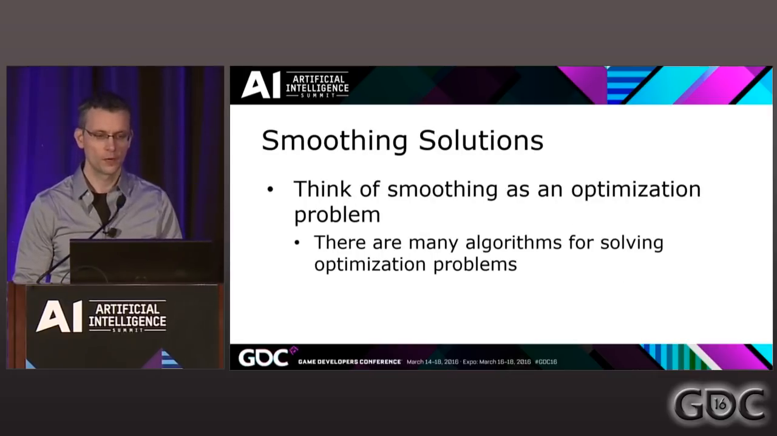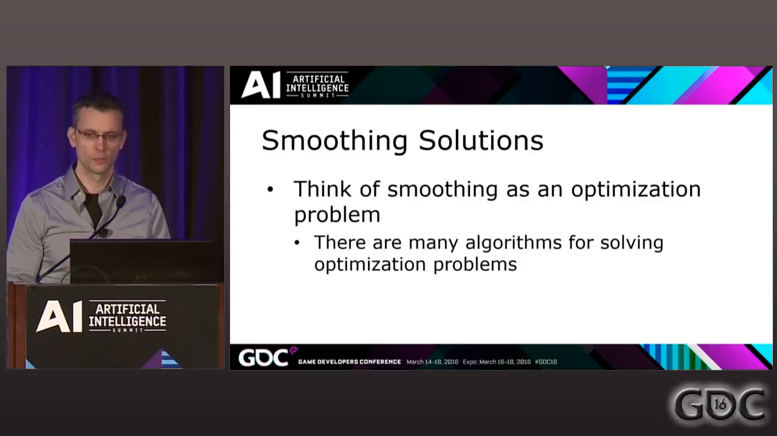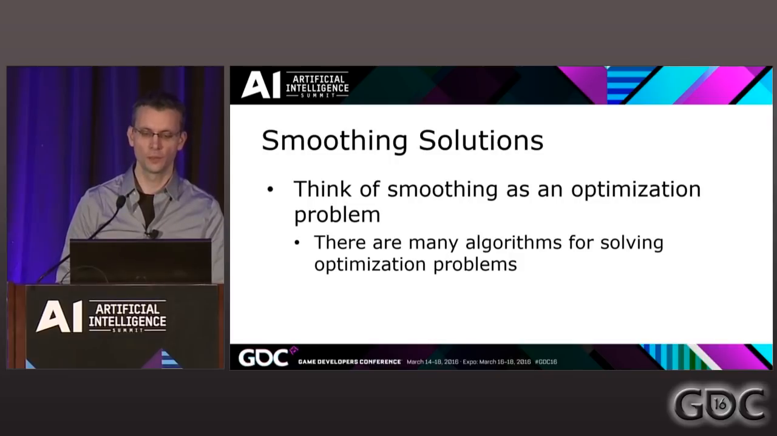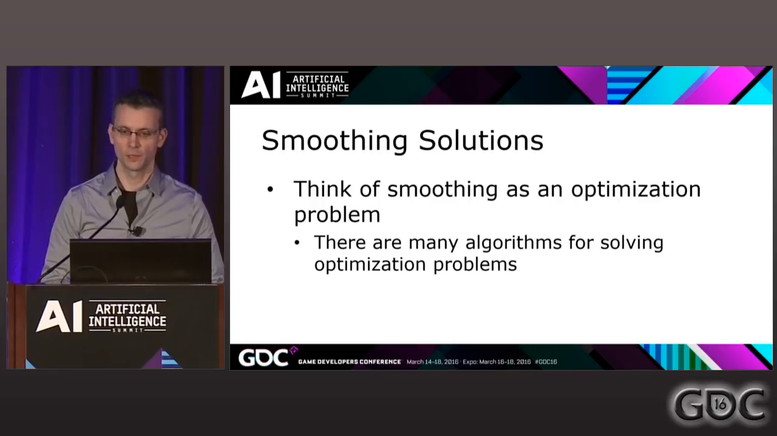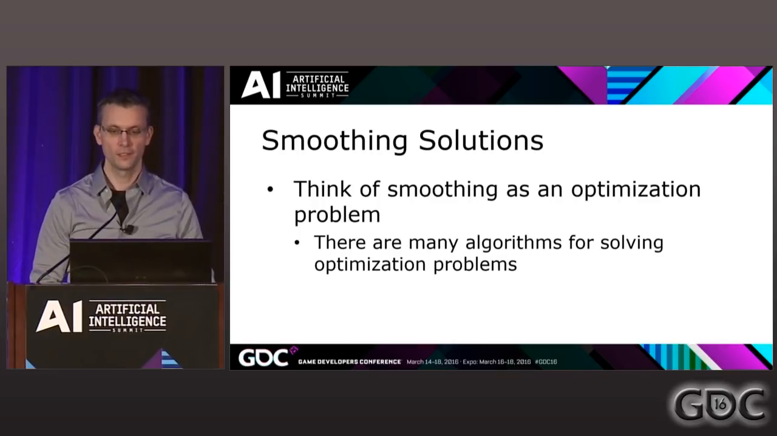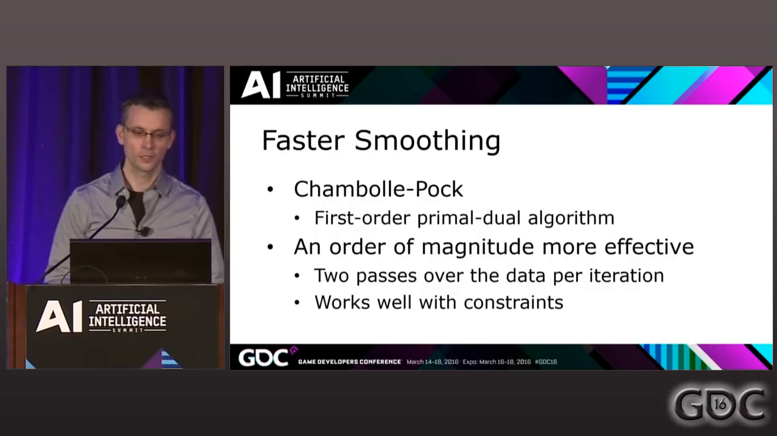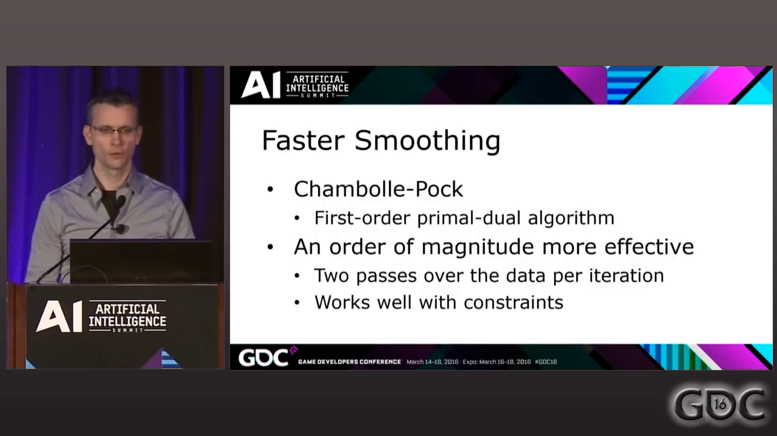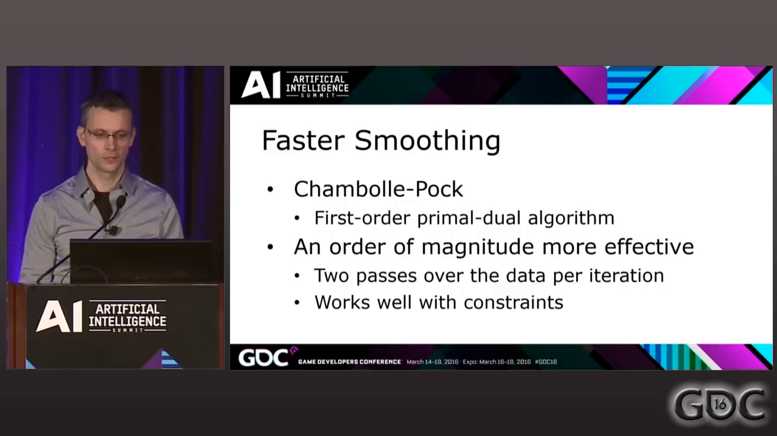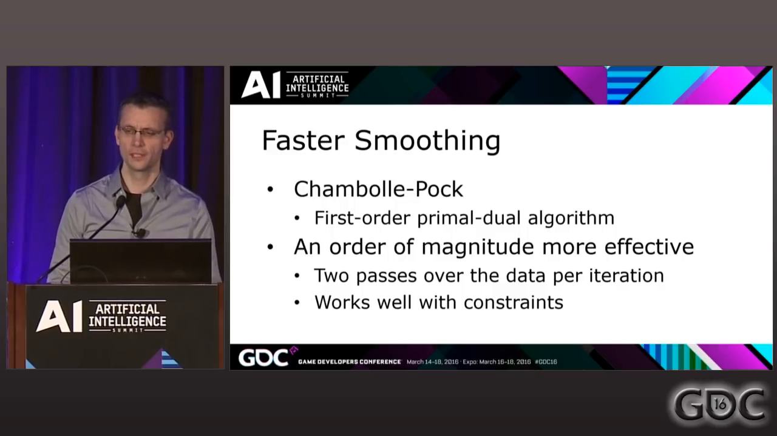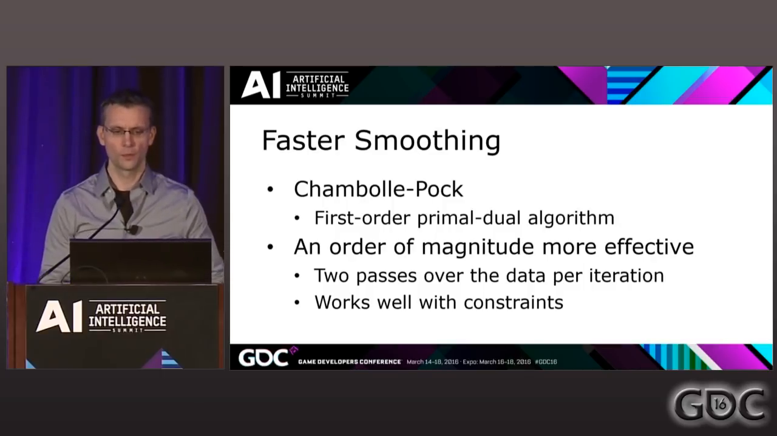One of my colleagues, Mark Langrag, suggested that we should think of path smoothing as an optimization problem. And the good news about optimization problems is that there are plenty of well-known algorithms out there for solving them. Mark further suggested that we use Chambolle-Pock's first-order primal-dual algorithm. And this was a great suggestion. Chambolle-Pock was almost an order of magnitude more effective than the physics simulation. It just does 2 passes over the data per iteration. These are very simple passes, well-optimized code, no branching or anything. And also, Chambolle-Pock worked well with constraints.